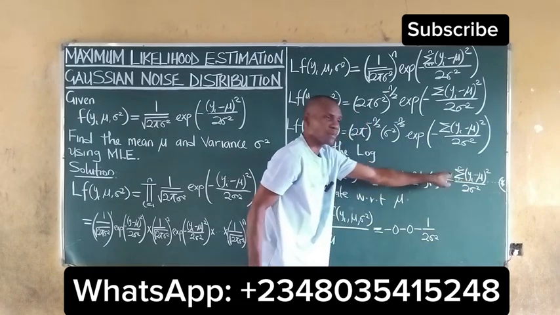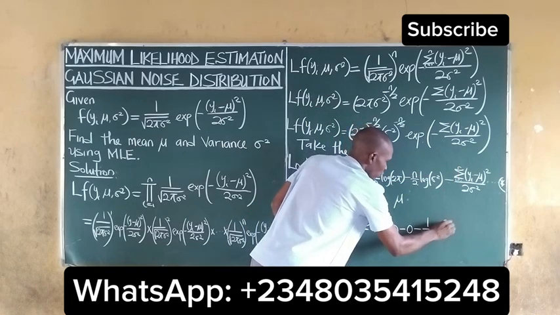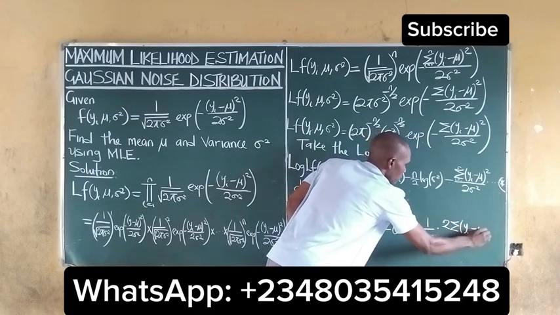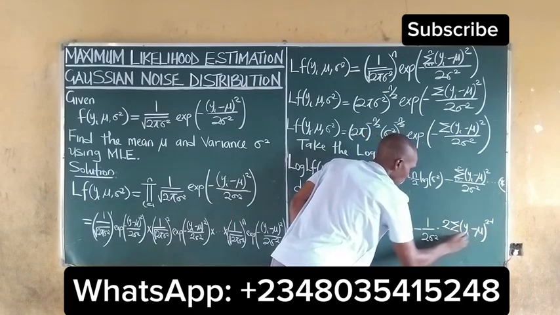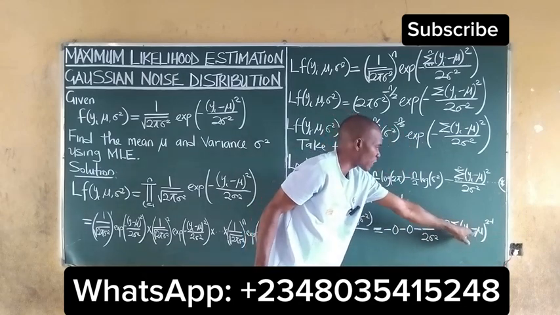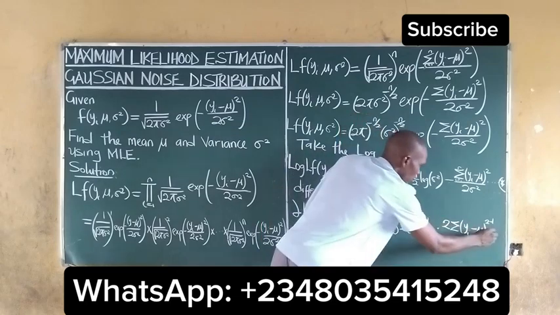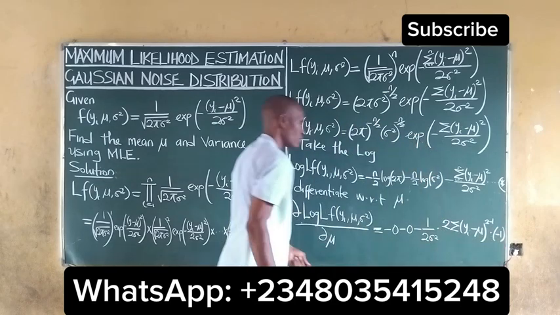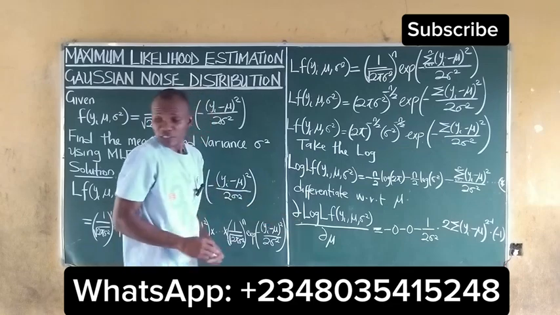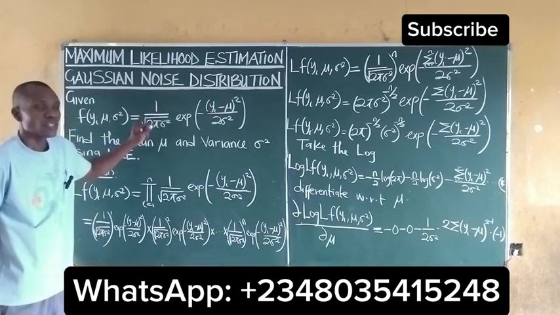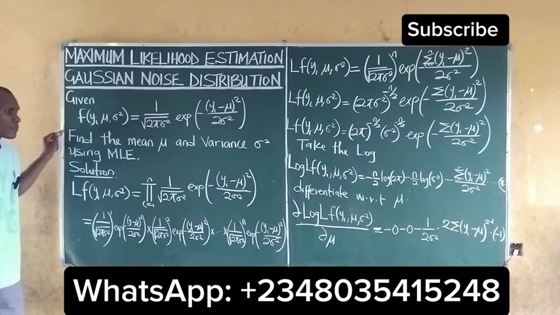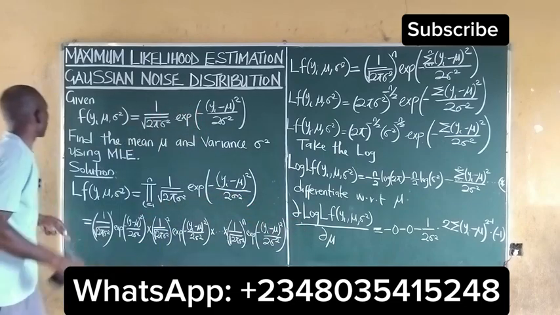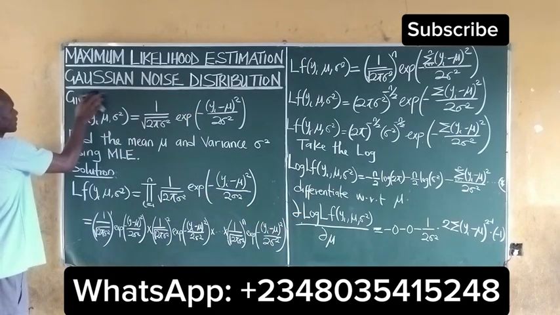This 2 will come over to give us negative 2 summation (yi minus mu) to the power 2 minus 1. And from the composite function rule, you know that we also differentiate what is inside to give us multiplied by negative 1. So it then means that our derivative can be written as follows.